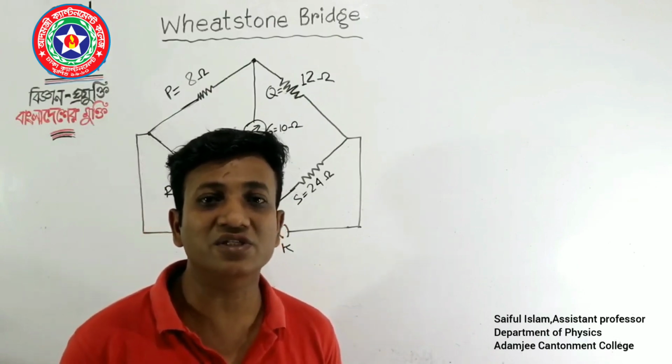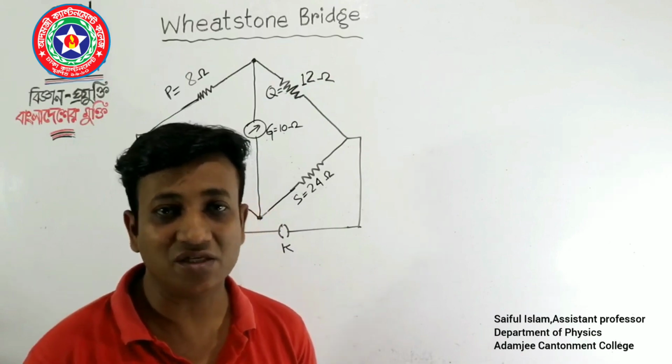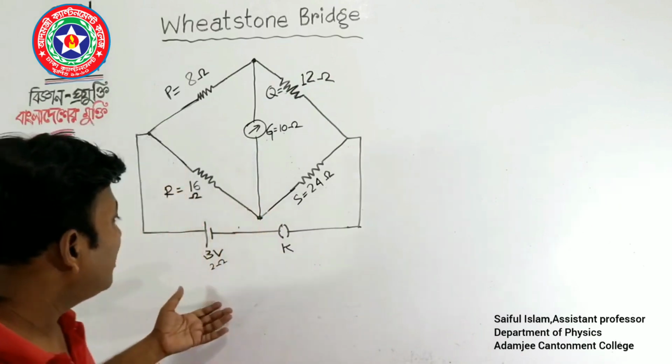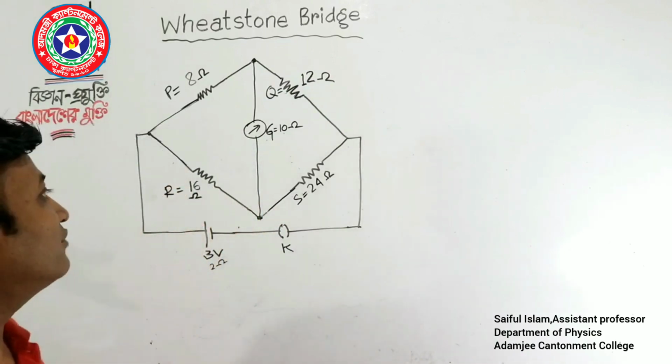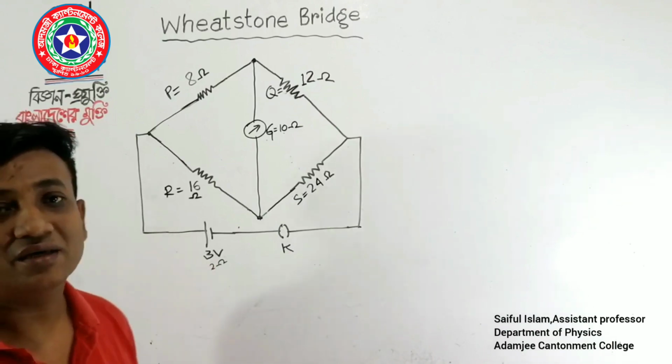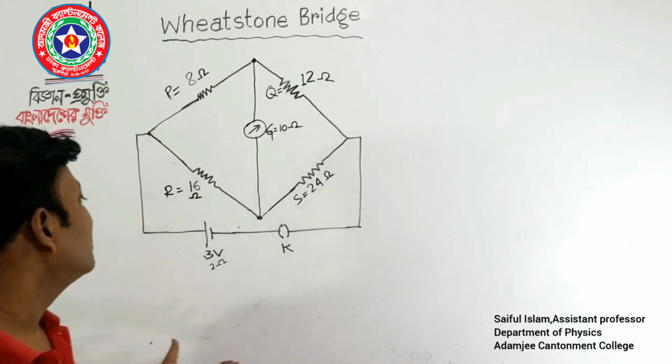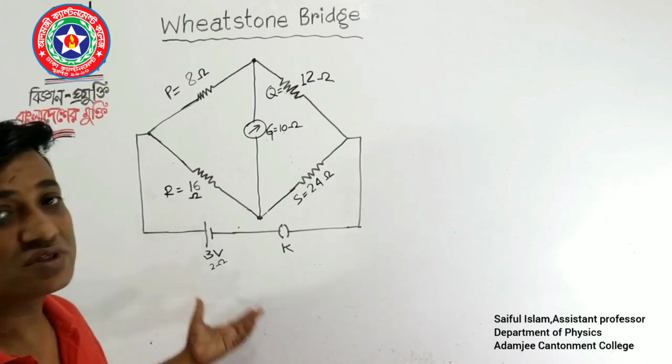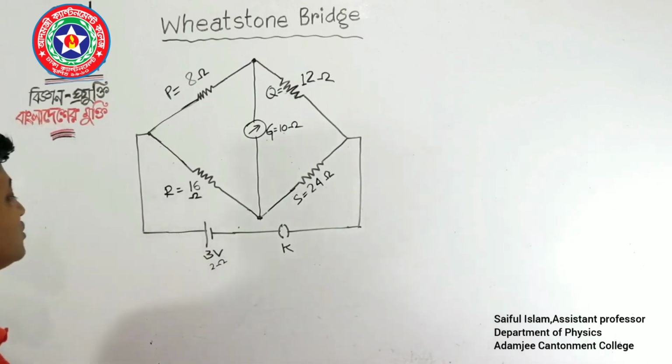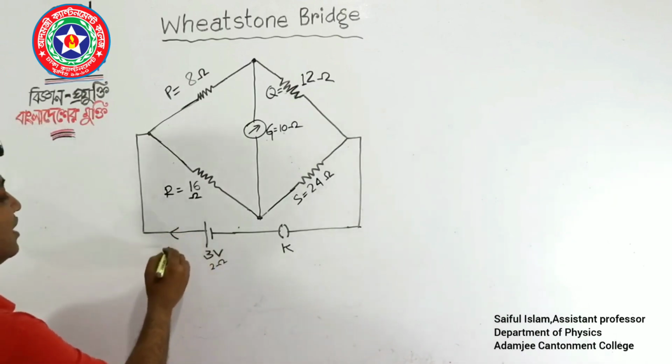Today in this video I am going to discuss how the main current and branch currents of a balanced Wheatstone bridge can be calculated. Here a schematic diagram of a Wheatstone bridge is given, and suppose the current that flows from the battery is I.